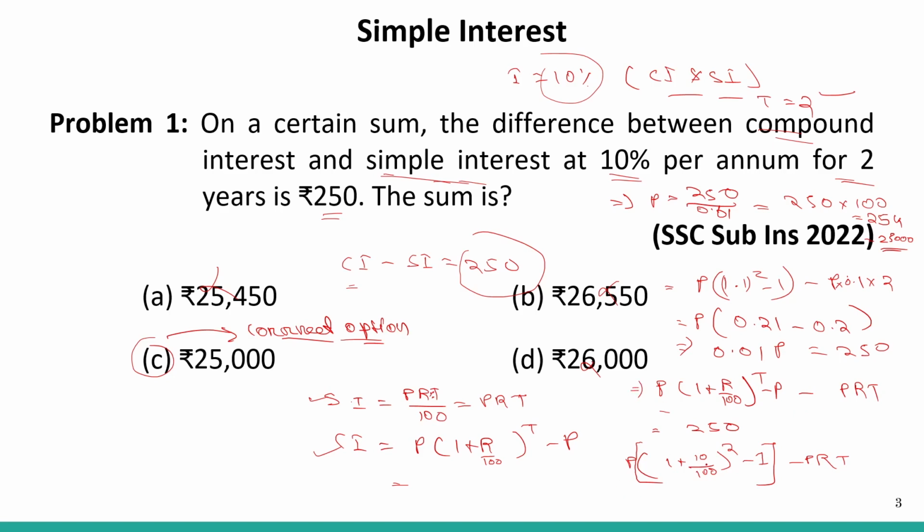So P into (1 plus 10 by 100), because R is equal to 10, and in decimal form it will be 0.1. This is in percentage form, and in decimal form it will be 1 plus R directly. In decimal form, it will be equal to P into (1 plus R) power T, minus P. This will be the formula when R is in decimal form.